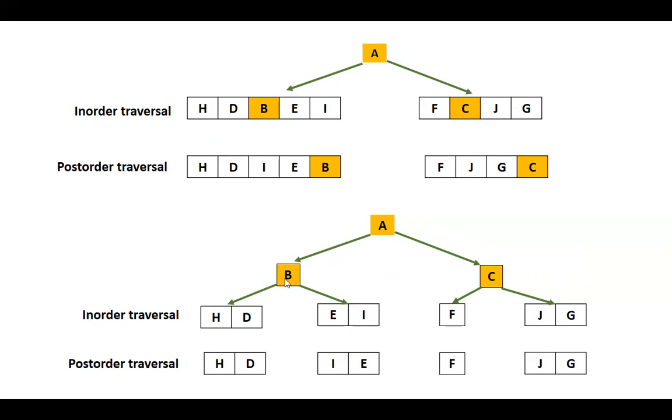So A, left child is B, right child is C, and for B, H and D are the left subtree elements and E and I are the right subtree elements. Now again, similarly, write the post order traversal, that is H and D, I and E. Now, here in this case, C has only one left child, that is F. So only one element, right? And here it has J and G as the elements of right subtree. And again, J and G as post order traversal.